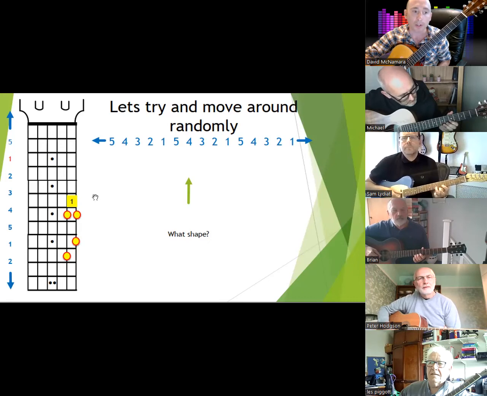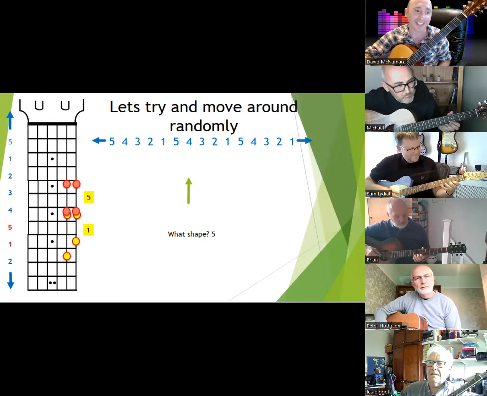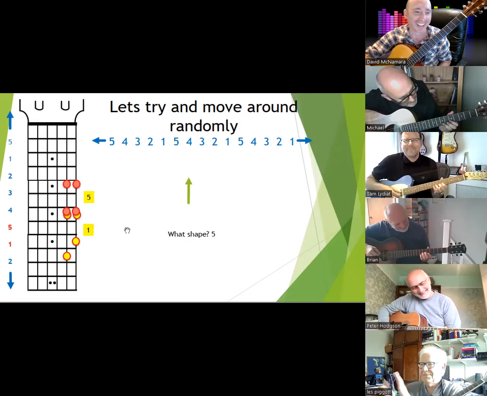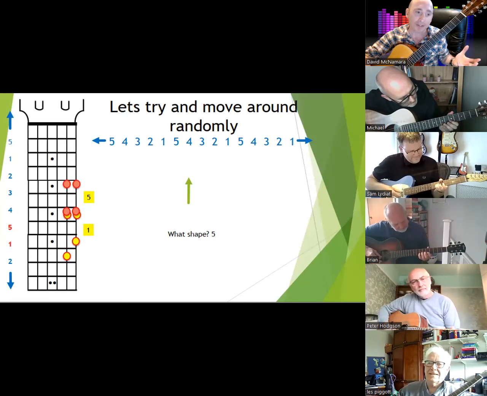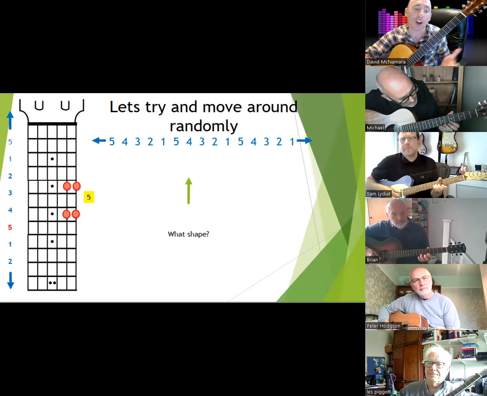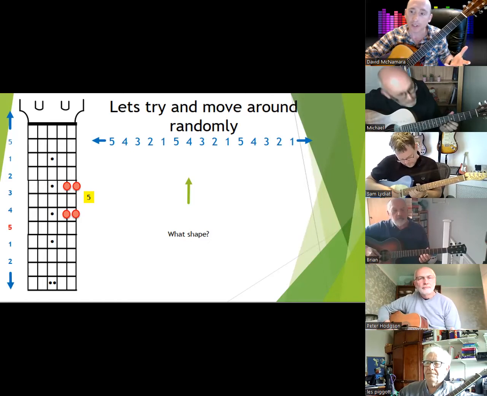What shape would I go to? I would say 5. Let's see if you're right. He's right. Round of applause, everyone. No, I'm joking. But yeah, so you're moving from 1 back down to 5. So you're here. This is all the same key, what we're playing here. We're just shifting around in lots of directions.